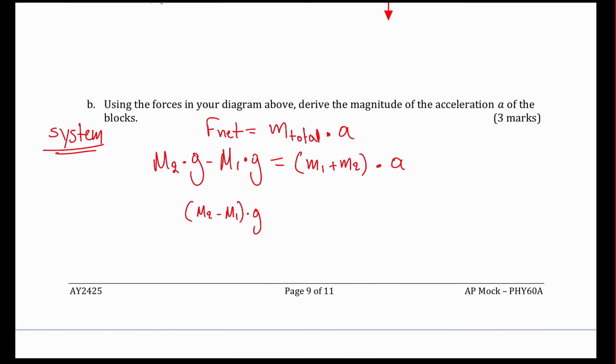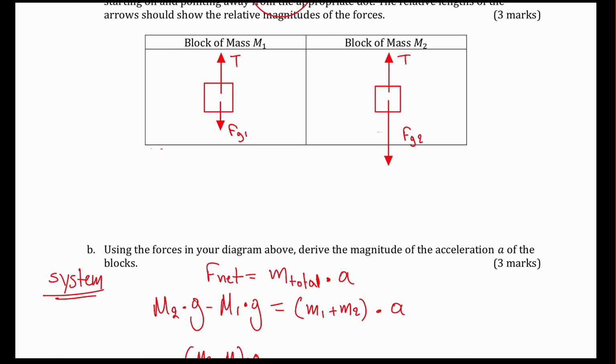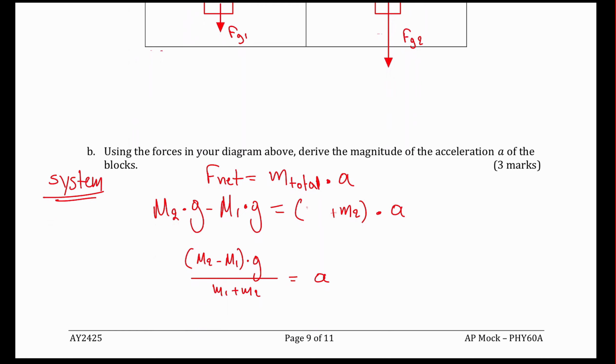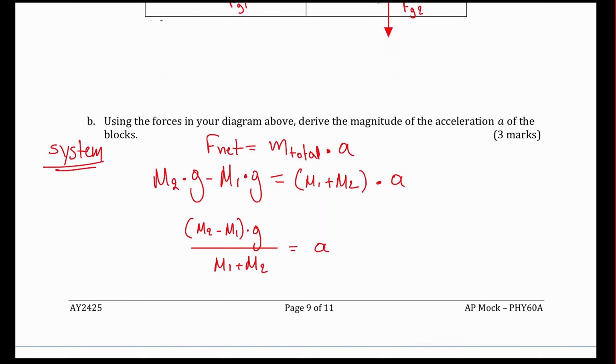And in order to leave the acceleration alone, we're dividing over m1 plus m2. Actually, I think that the m should be capital. Yes. So capital M1 plus capital M2. And this is our final answer, (M2 minus M1) multiplied by G divided by (M1 plus M2).